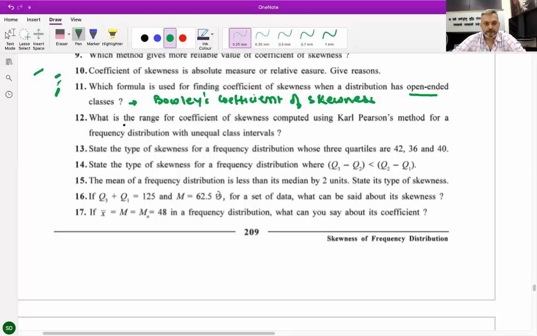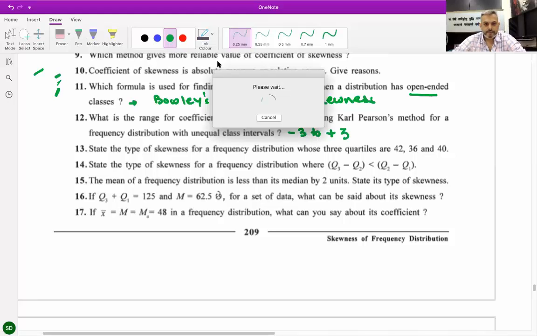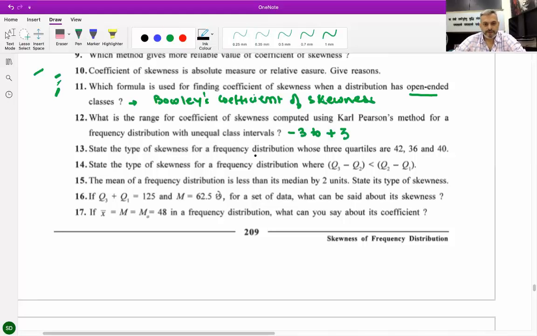Now, what is the range for coefficient of skewness computed using Karl Pearson's method for a frequency distribution with unequal class interval? So for unequal class interval, you remember the formula? It was 3 in the bracket x bar minus m. So it will be minus 3 to plus 3. Minus 3 to plus 3.